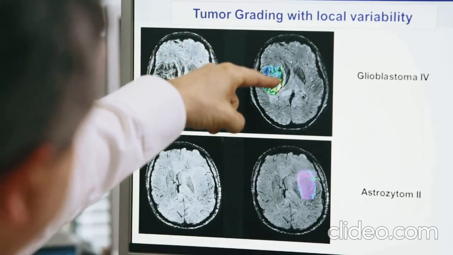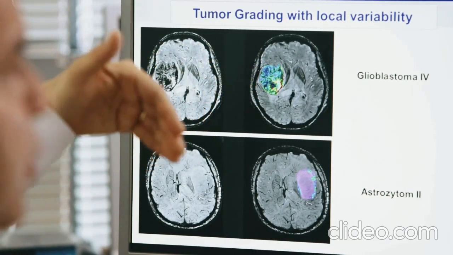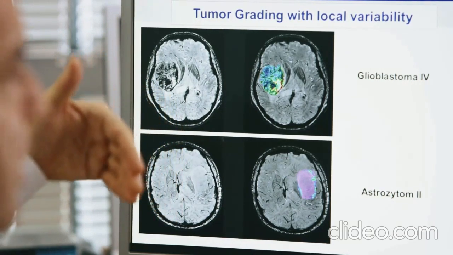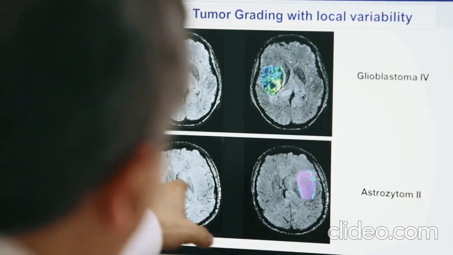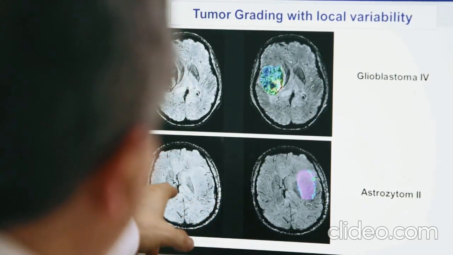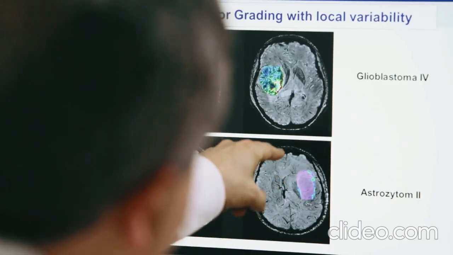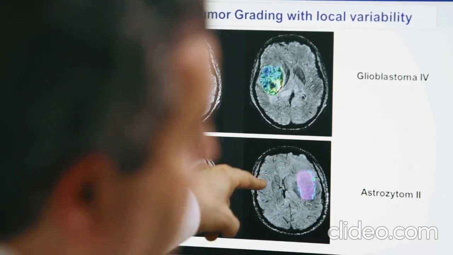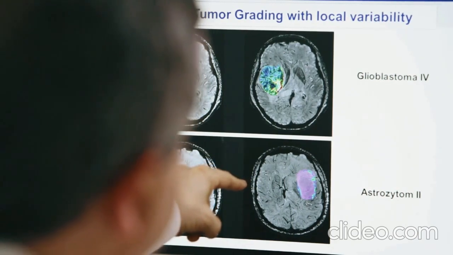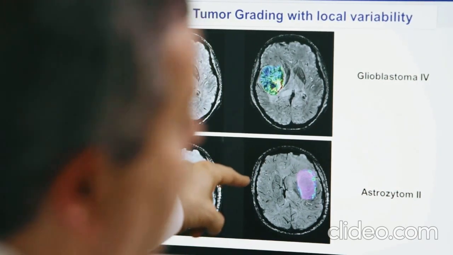And we can calculate, which is shown in color here, the so-called local variability based on this amount of heterogeneous susceptibility effects. In the lower row, we see that with the low malignant tumor, we have a very low susceptibility effect within the tumor. This results in a very low local variability. And finally, this means that by using SWI, we are able to differentiate between high-grade and low-grade malignant tumors in the brain.